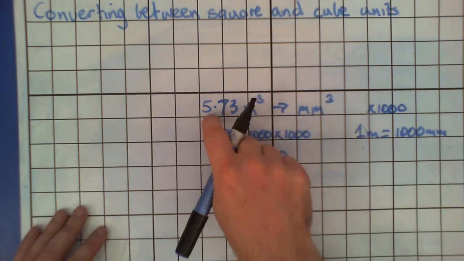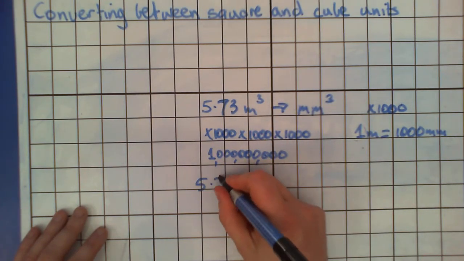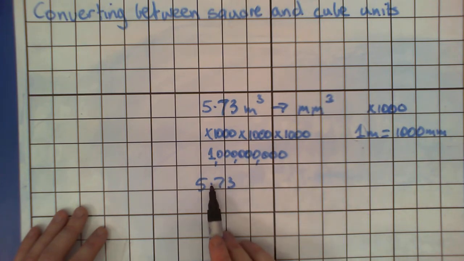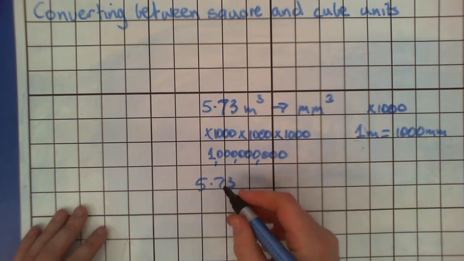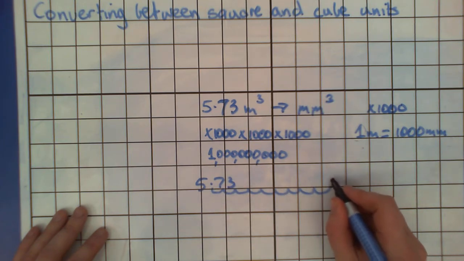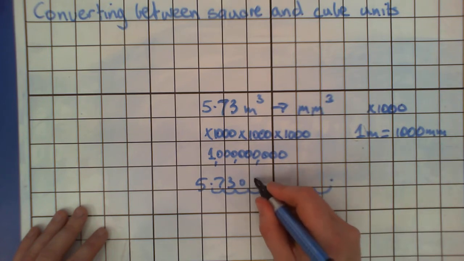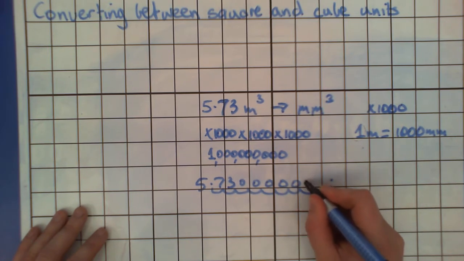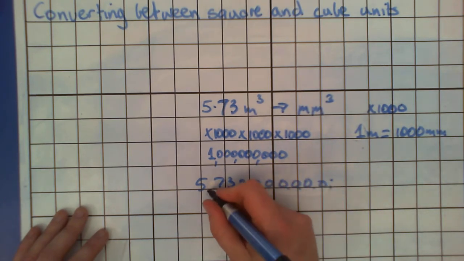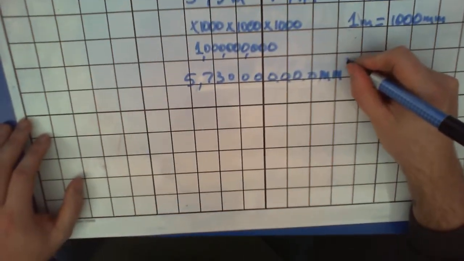That means I've got to times 5.73 by 1 billion. That means I've got to move the decimal point to the right 9 places. So 1, 2, 3, 4, 5, 6, 7, 8, 9. Every spot, put a 0. And we're done. Look at that. So we have 5.73 billion millimeters cubed.